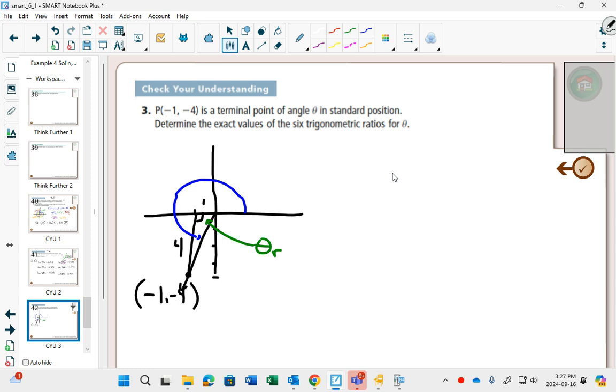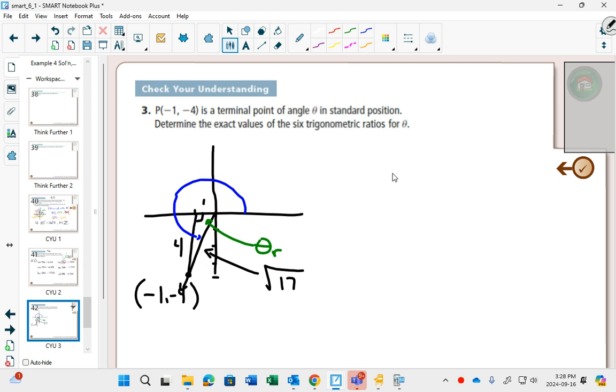You're going to get so good at a squared plus b squared equals c squared. Can you do that in your head? Square root of 17. Because 4 squared is 16, 1 squared is 1. Add them together, get square root of 17.